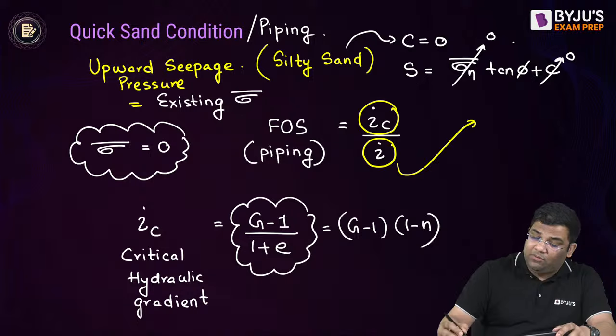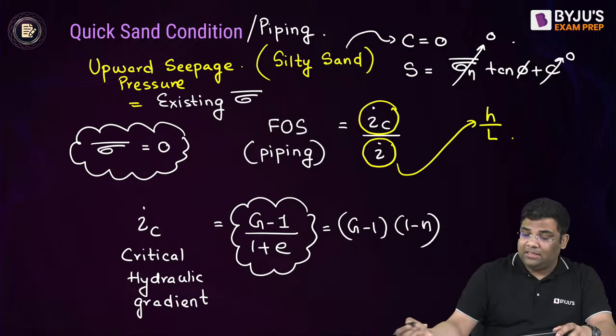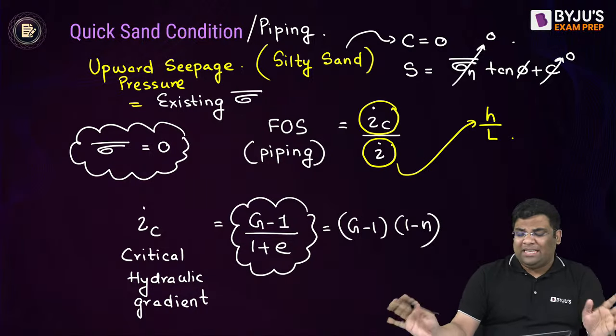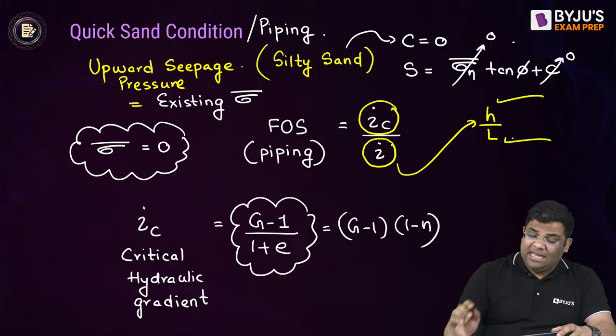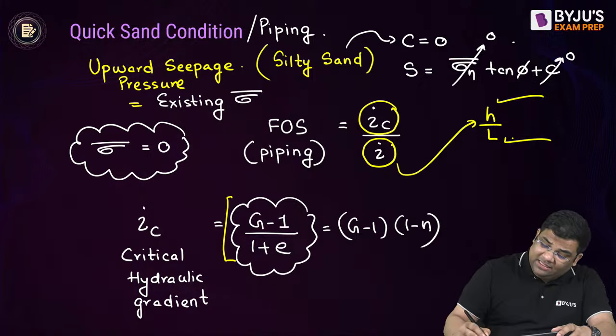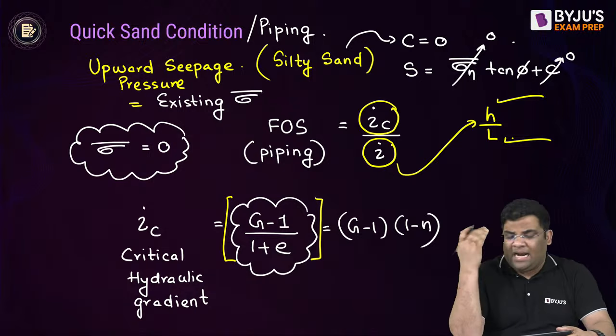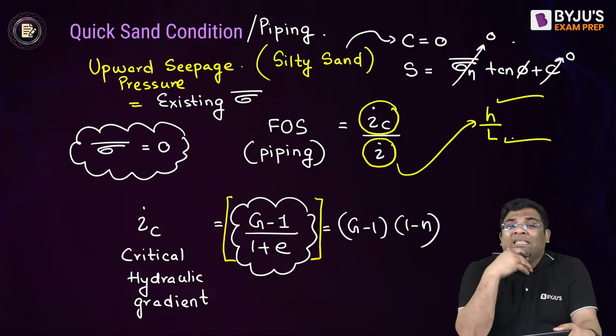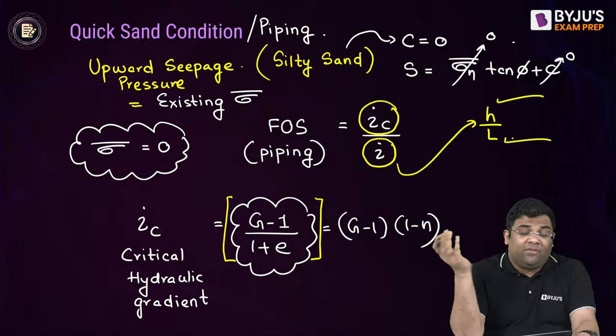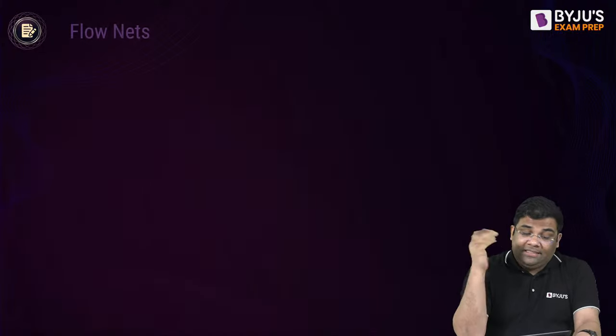Now how will we find this out? h by L, right? Very easy. The head difference divided by the drainage path, and the critical hydraulic gradient we can find like this. So if the head difference and drainage path are given, we can find out i, and we can find out i_c also. So from that we can find out the factor of safety.